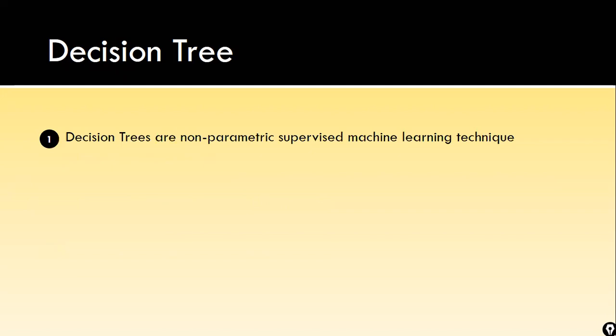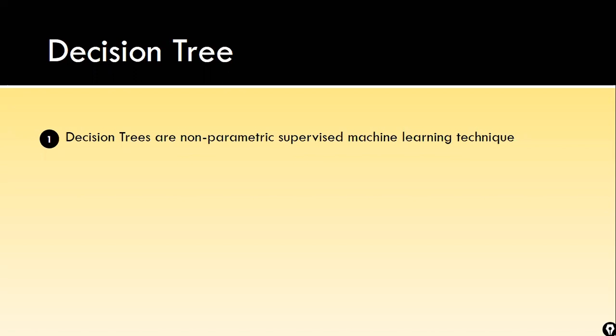First of all, what is a decision tree? It is a non-parametric supervised machine learning technique. So what do you mean by non-parametric? It doesn't make any assumptions like linear and logistic regression. For linear regression, you know very well, there should not be any multicollinearity, and linearity should be there. There should be a correlation between the independent and dependent variable. So the linear regression logic makes assumptions, whereas decision tree doesn't make any assumption.